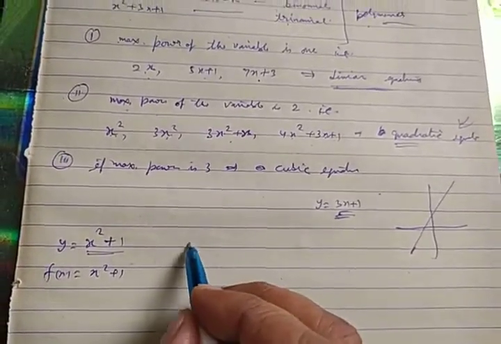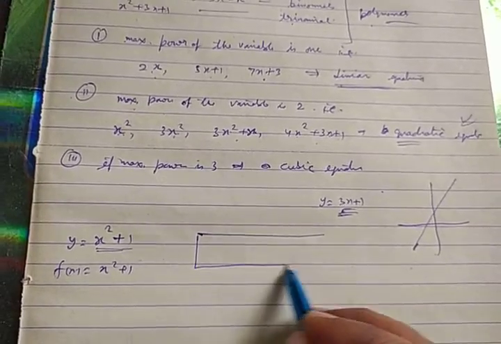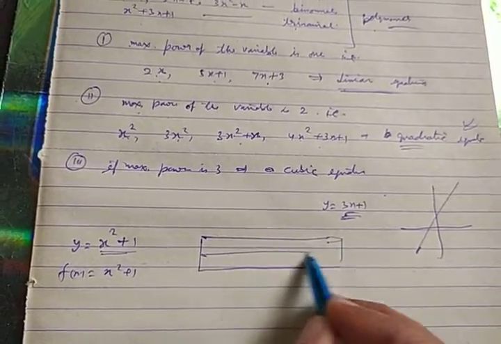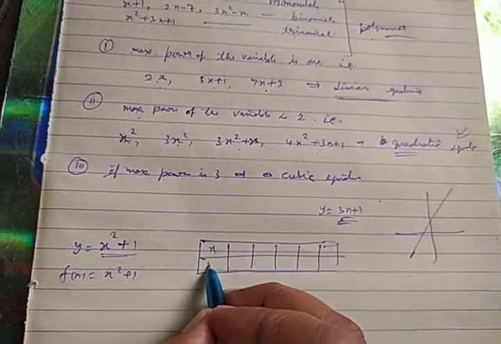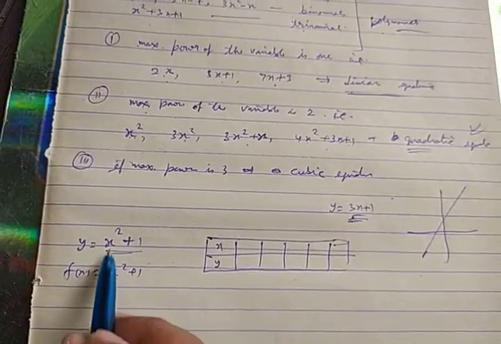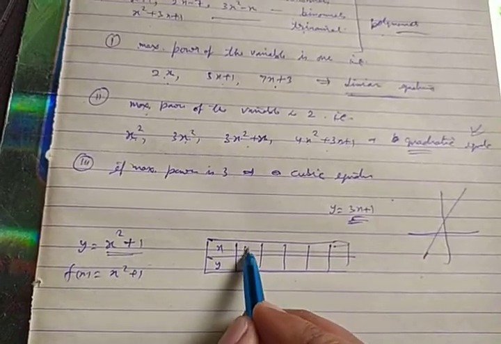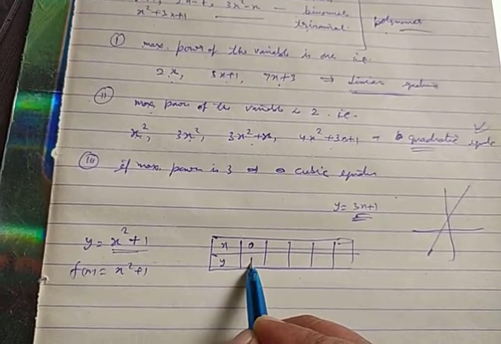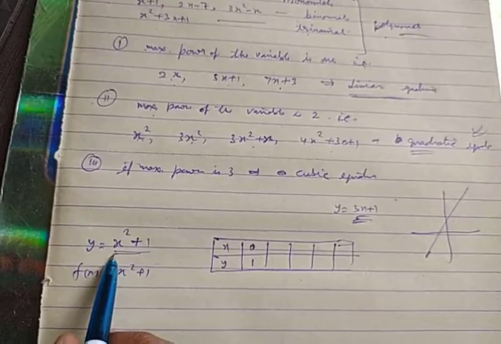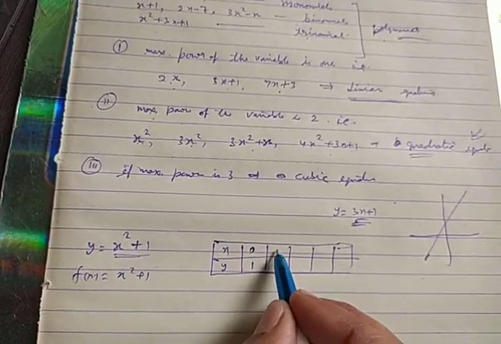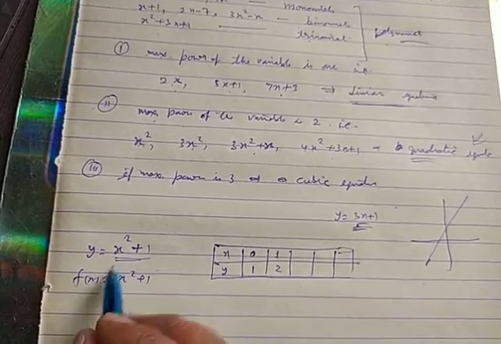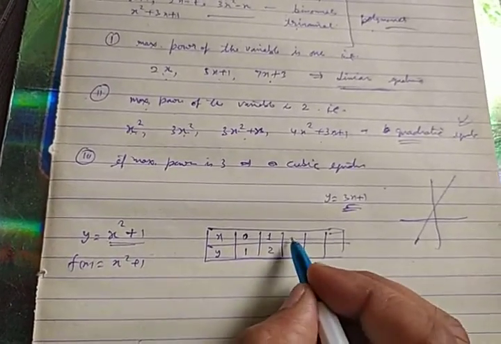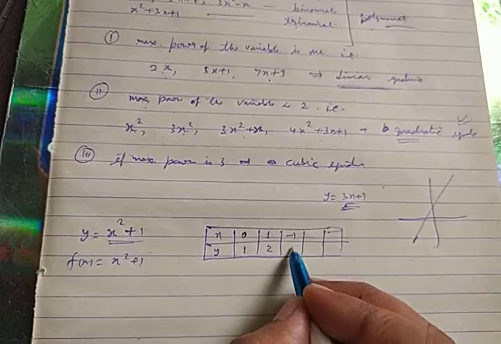For the purpose of drawing the graph, we will draw a table and consider various points. It is x, it is y. If you take x equal to 0, you will get y equal to 1. If x is equal to 1, y is equal to 1 plus 1, that is 2. Again, if you take x equal to minus 1, it is again 2.